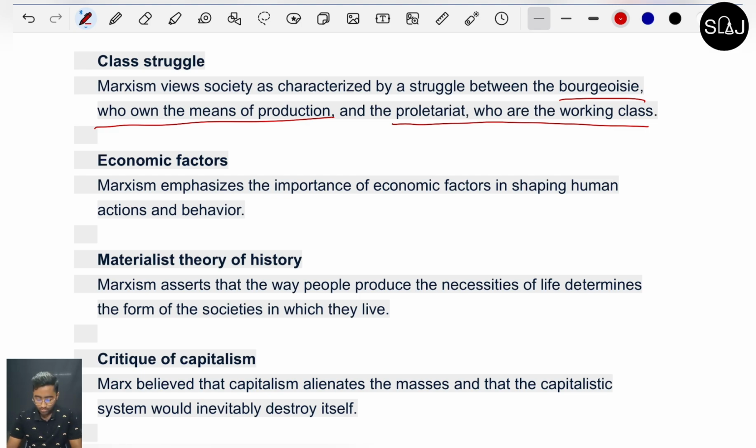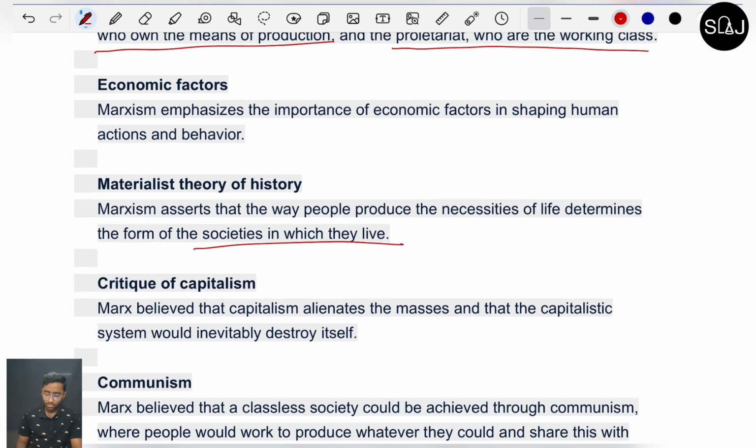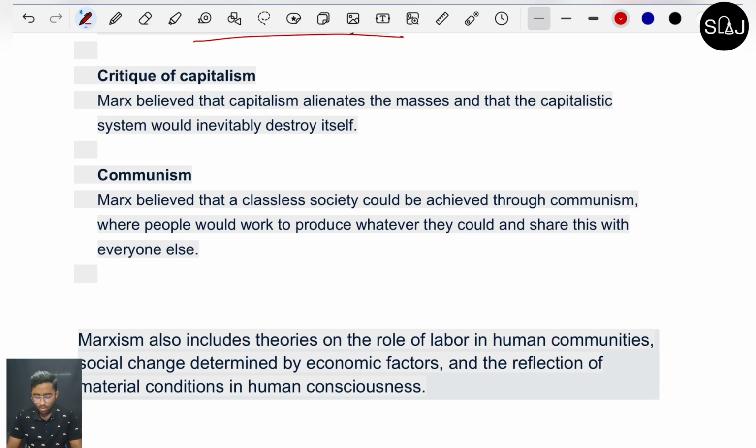Materialist theory of history. Marxism asserts that the way people produce the necessities of life determines the form of societies in which they live. Critique of capitalism. Marx believed that capitalism alienates the masses, meaning the public, and that the capitalistic system would inevitably destroy itself. Communism. Marx believed that a classless society should be achieved through communism, where people would work to produce whatever they could and share this with everyone else.